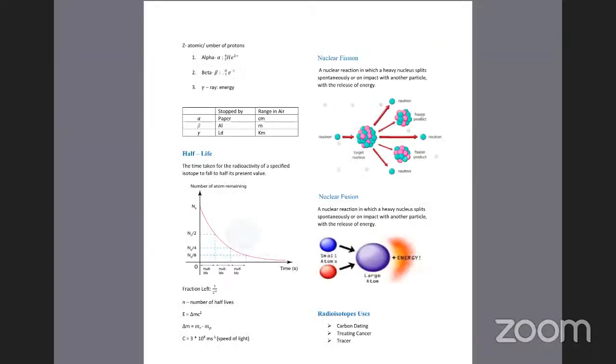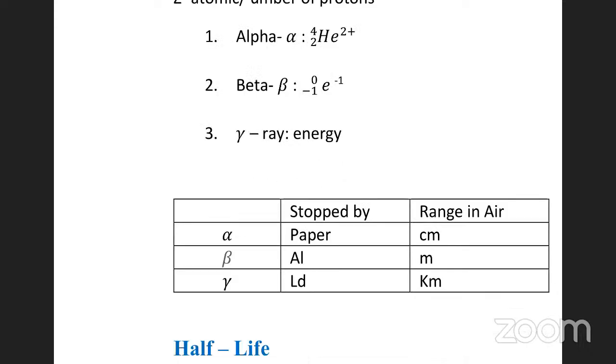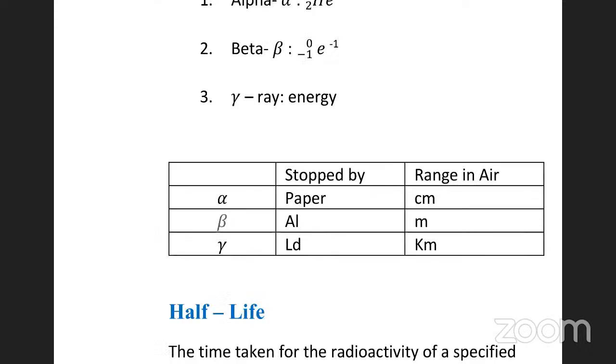Next thing, we want to take a look at radioactivity. We have 3 types of radiation: an alpha particle, a beta particle, and a gamma ray. An alpha particle is a helium atom, a beta particle is an electron, and gamma is a ray. Those are your 3 types. We need to remember a few things about each one of them.